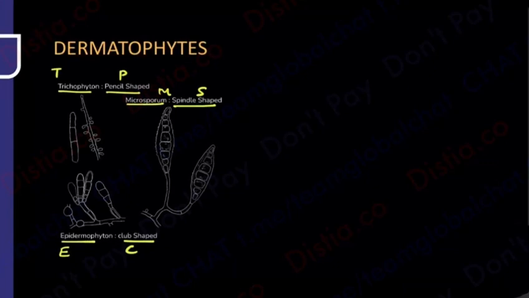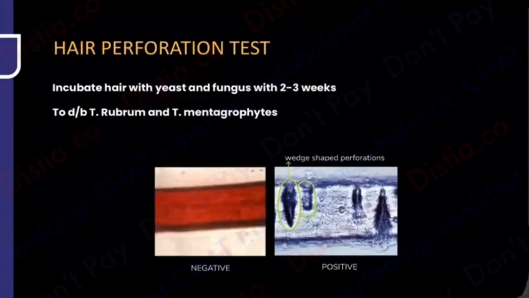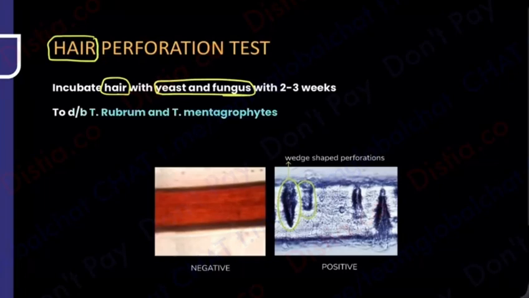Now I'm going to tell you a particular test which is very important, if you're targeting a little extra marks out there. And that is particularly done for hair. This is a hair perforation test. So the sample that you're going to take from the patient is obviously going to be the hair, and you're going to incubate it with the fungus. Now, firstly, why do I want to do this test? Whenever I want to differentiate between two trichophytons, one is trichophyton rubrum and one is trichophyton mentagrophytes. So out of trichophyton rubrum and mentagrophytes, I took the hair and I incubated it with the fungus. So what will I see in case of rubrum and what will I see in case of mentagrophytes?